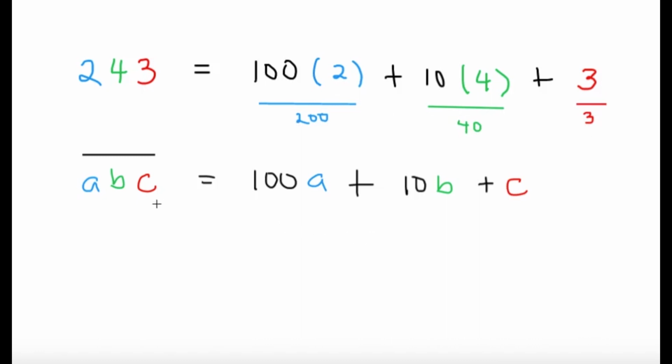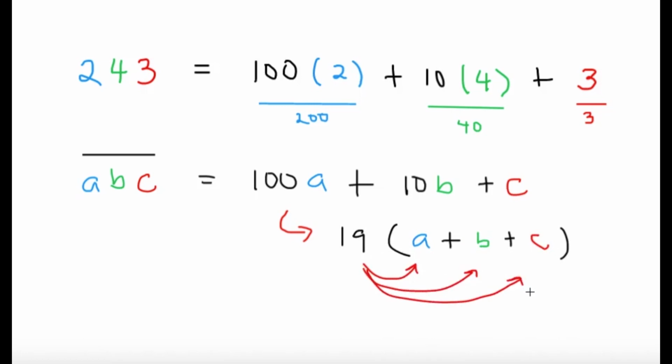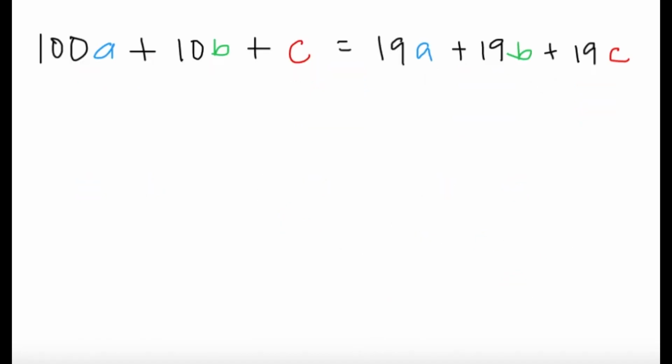Now we can do the same for a general three-digit number with hundreds place A, tens place B, and ones place C. Instead of actual numbers, we can write this three-digit number as 100A plus 10B plus C. This is the algebraic way to represent a three-digit number. Now we want to compare this to 19 times the sum of its digits. The digits are just A, B, and C, so this is simply 19 times A plus B plus C. With the distributive property, we can distribute the 19 to the A, B, and the C, and form the equation 100A plus 10B plus C equals 19A plus 19B plus 19C.